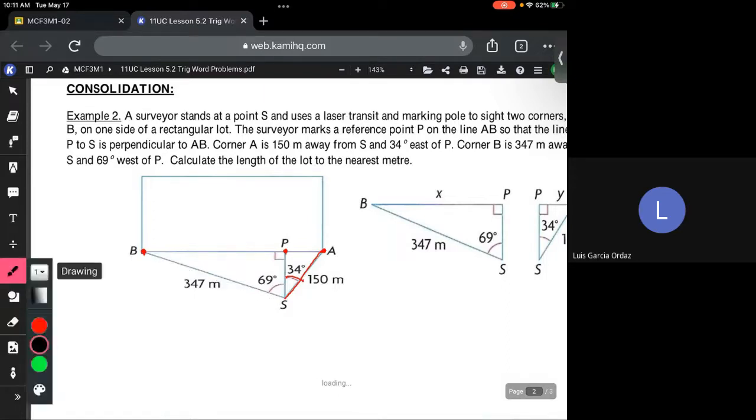No, you don't need to know geography. I'm never going to use east or west. The only reason this question uses east or west is because they give you the drawing. Okay. So we want to calculate the length of the lot to the nearest meter.